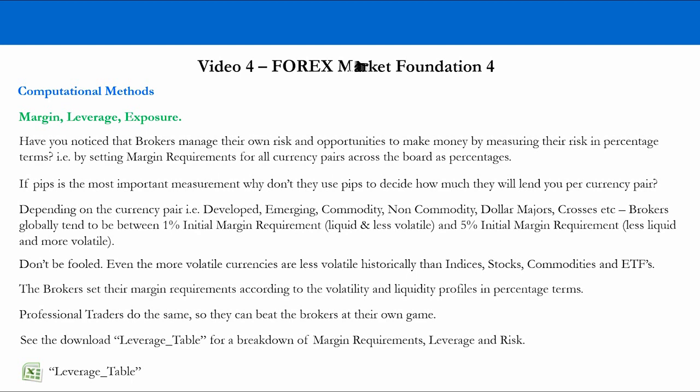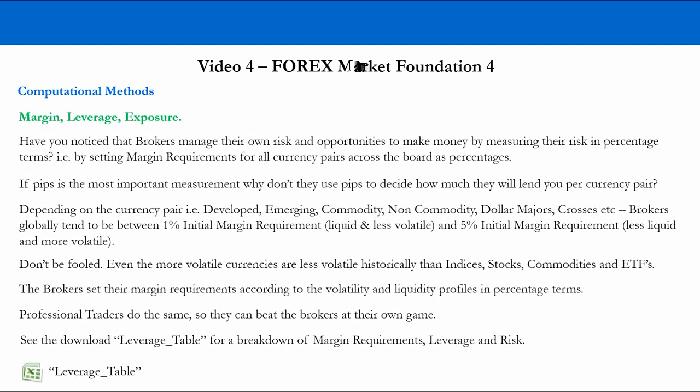Don't be fooled. Even the more volatile currencies across the forex spectrum, so the more exotic volatile currencies, are actually less volatile historically than indices, stocks, commodities, and ETFs. The brokers themselves set margin requirements according to the volatility and liquidity profiles of these assets in percentage terms, and professional traders do the same. And professional traders are doing this so they can beat the brokers at their own game.